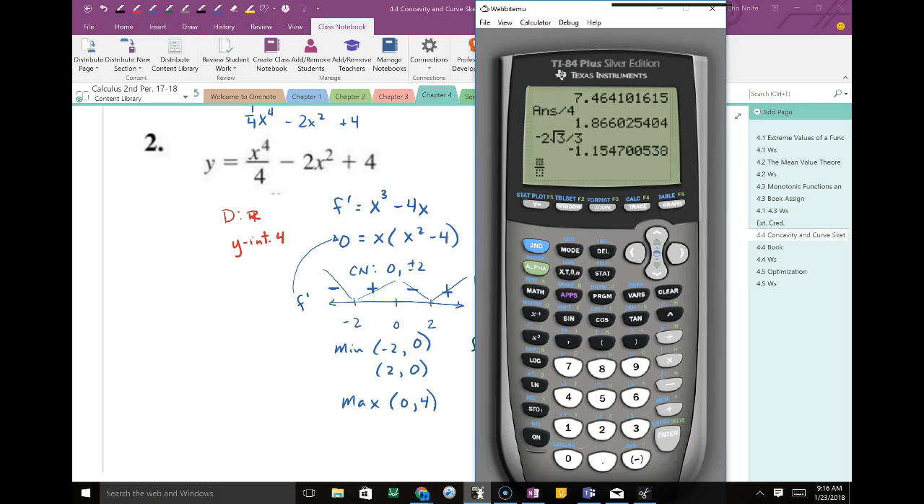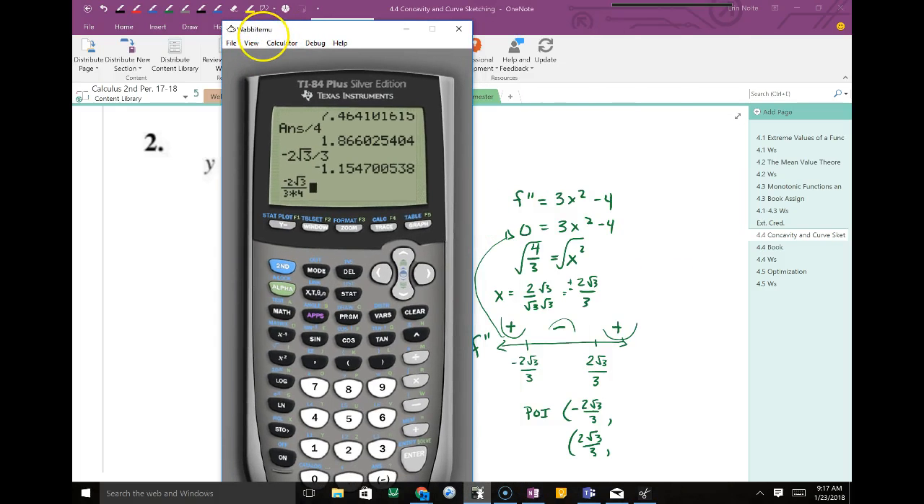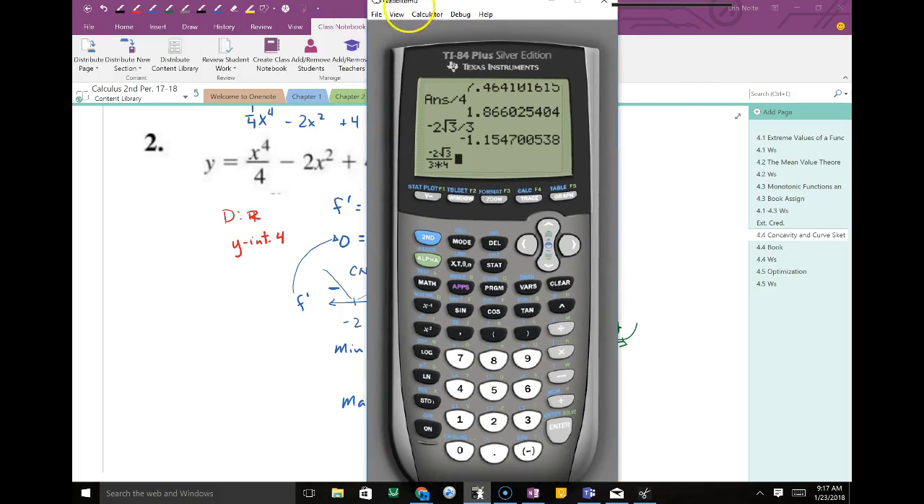So we have negative 2 square roots of 3 over 3, right? Times a fourth. I guess I could just do, let's put a 4 down there. Is that a 3 inside the square root? Isn't that what we have? Yeah. I just don't know.